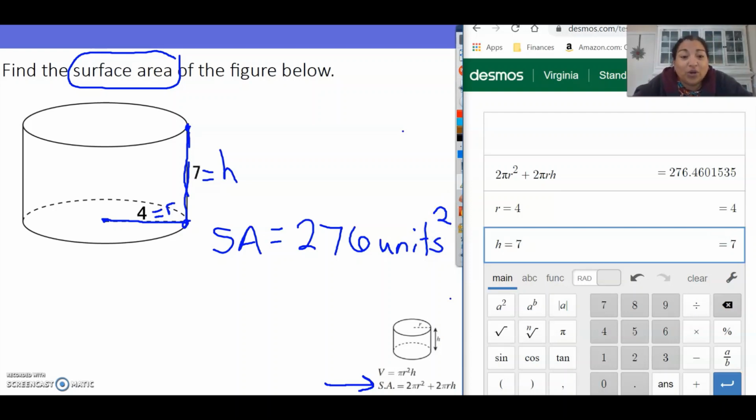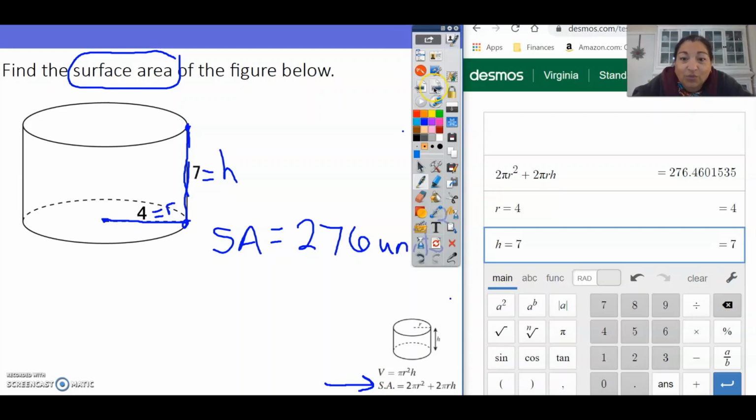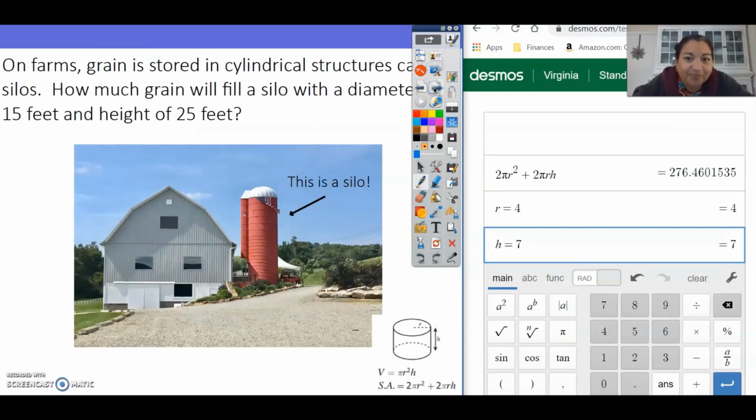Okay, so if that was inches, say, and we wanted to paint it, we would need enough paint to cover 276 inches squared. Okay, I didn't use any of the decimals. I just rounded to the nearest whole number. So that was surface area. So let's go ahead and see what our next example is.